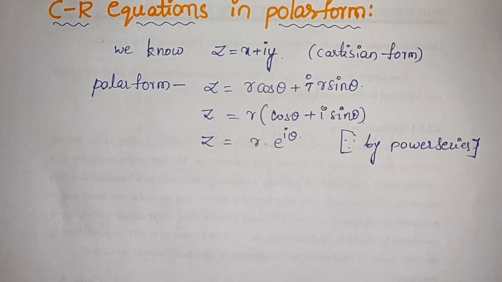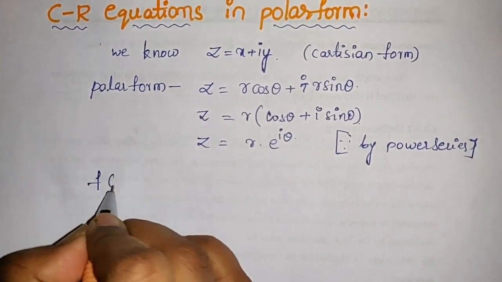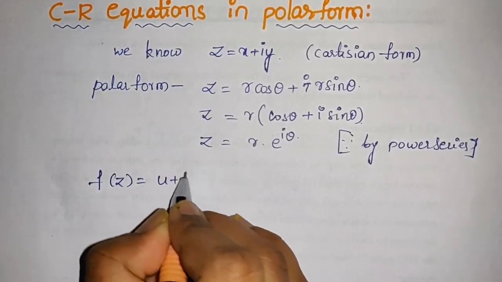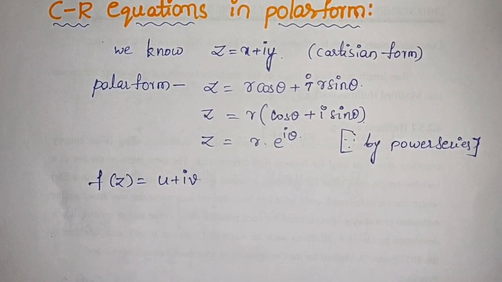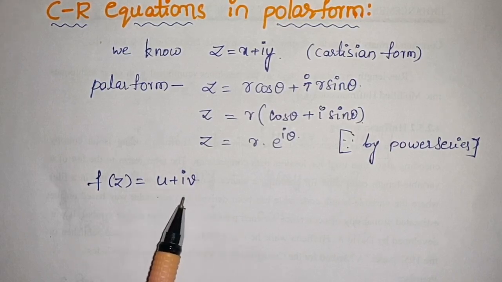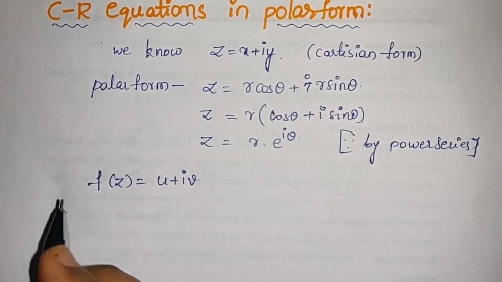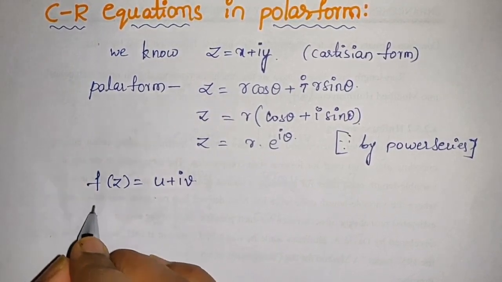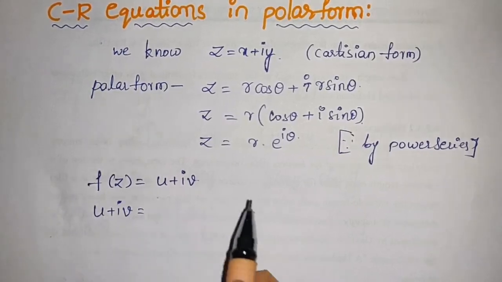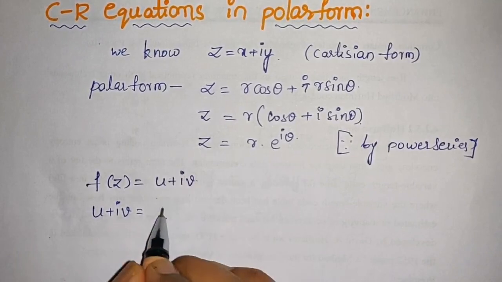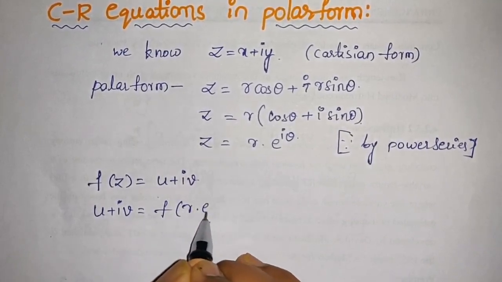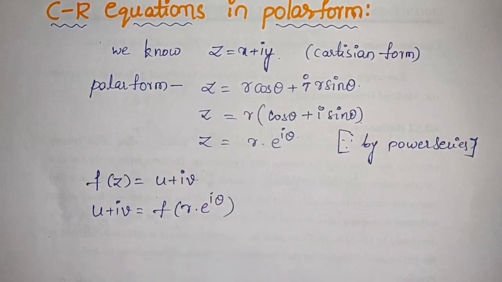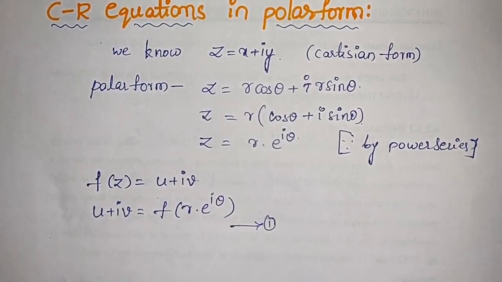Now from these we need to extract the CR equations. How can we extract? Let us see. We know f of z equals u plus iv, whether it is in Cartesian form or in polar form. You can equate the given equation with u plus iv. Now u plus iv can be written as, what is z here? This one. So f of r e power i theta we can write. Clear? So this can be the first equation.